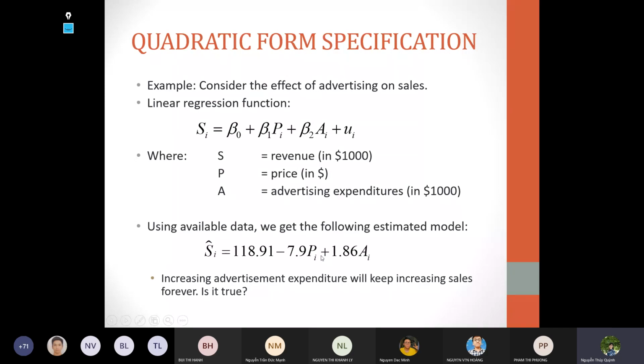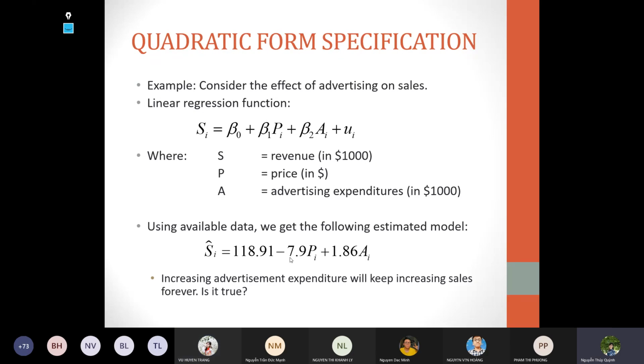So what does the estimated model tell us about the effect of advertising expenditures on sale? When we increase advertisement by 1 unit and keep other variables constant, the revenue will increase by 1.86 units.